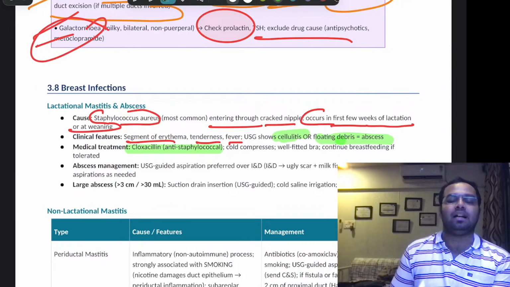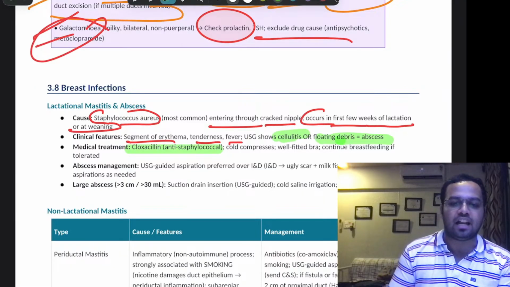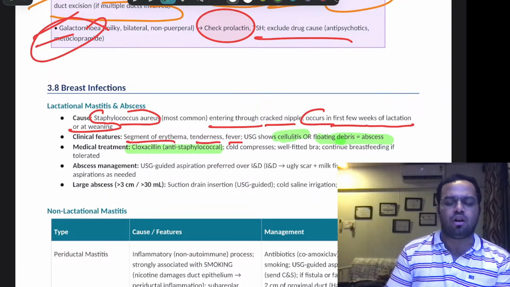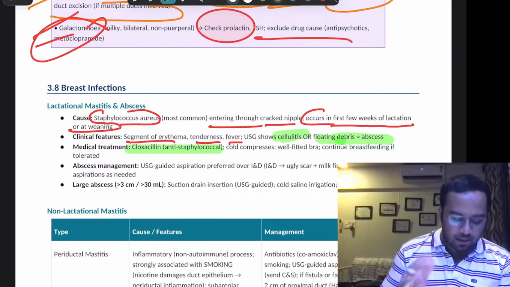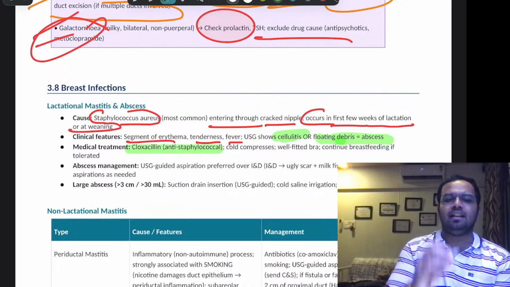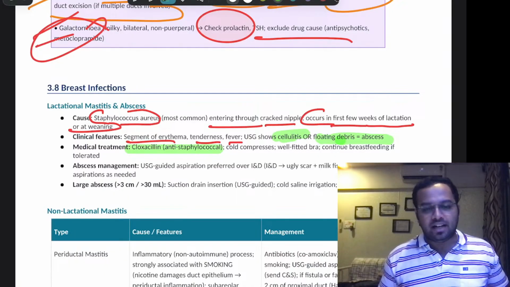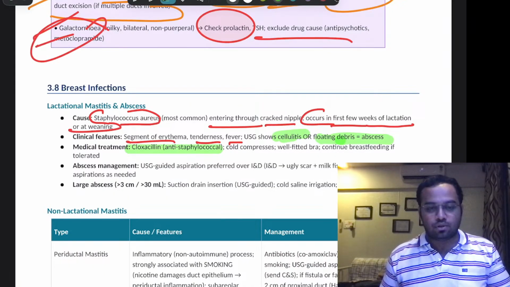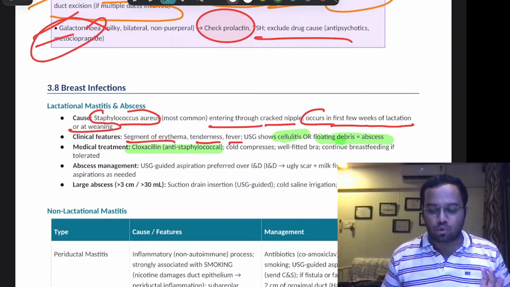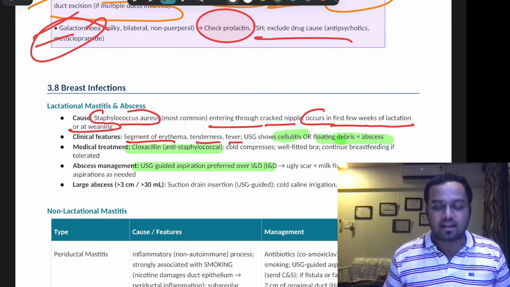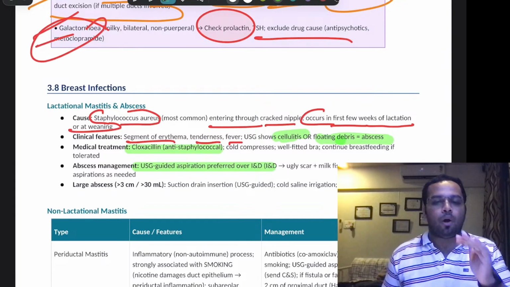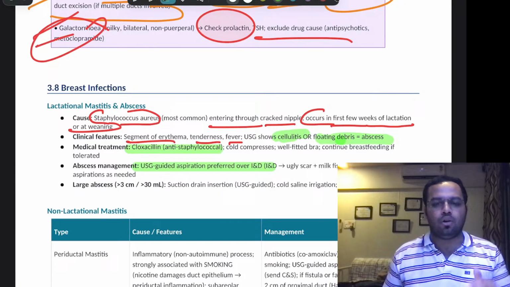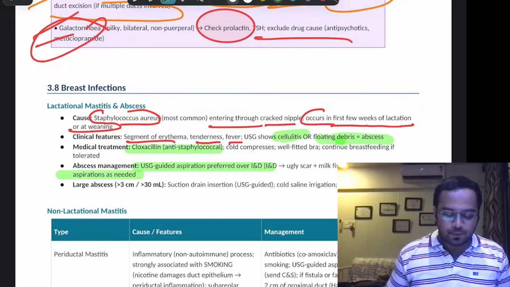So whenever prescribing antibiotics for a lactating female, always consult a pediatrician or a gynecologist and ask which antibiotics are safe if you don't know. Abscess management: all abscesses in the body are to be drained except a few. The exception is this abscess, where you first go for USG-guided aspiration. Why? Because after removing the abscess and giving antibiotics, it might settle down. The problem is with the duct or the lobule, so it might settle down, and you repeat aspiration if needed.